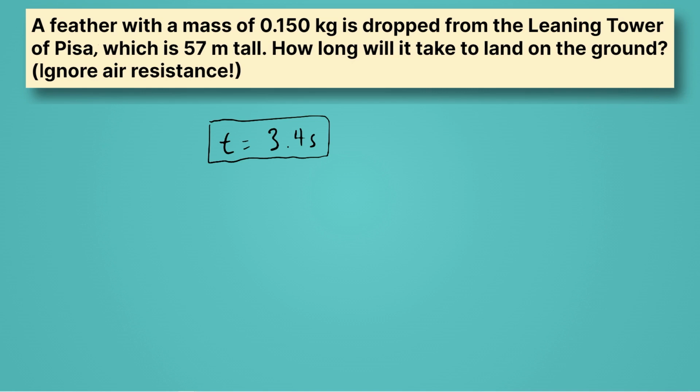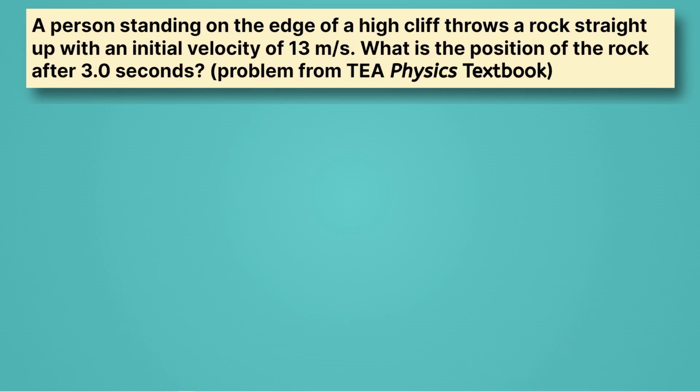Let's go ahead and take a look at the next problem, which will also involve gravity. This one says that a person is standing on the edge of a high cliff, and they throw a rock straight up with an initial velocity of 13 meters per second. What is the position of the rock after 3 seconds? And this is a problem from the OpenStax physics textbook.